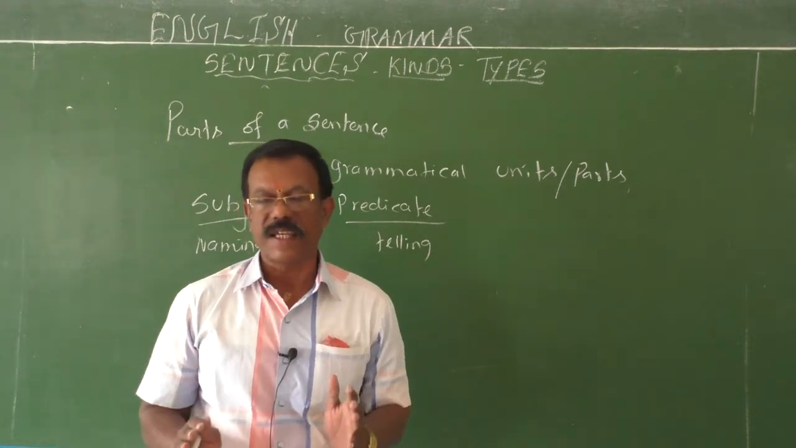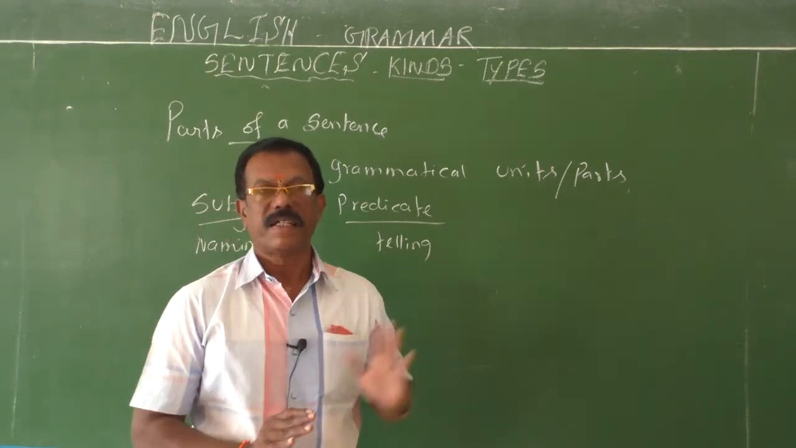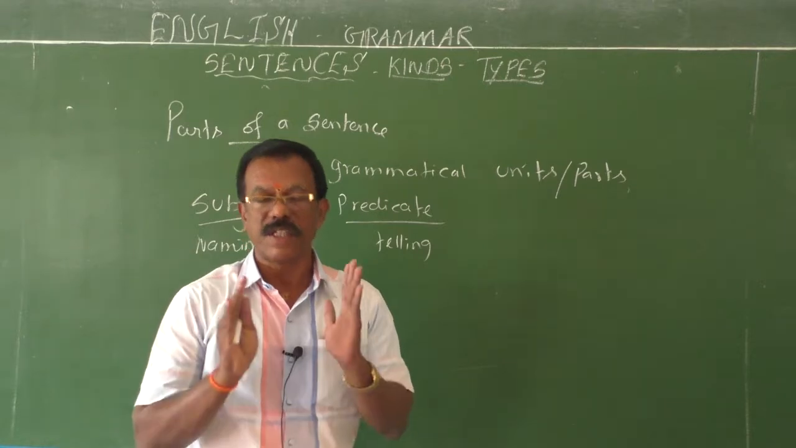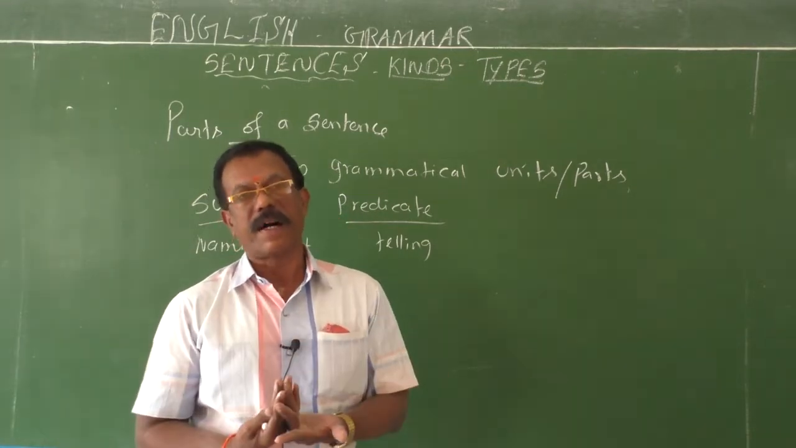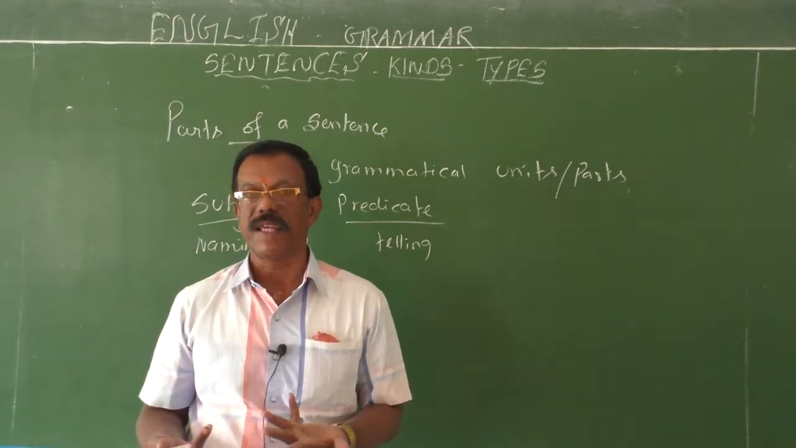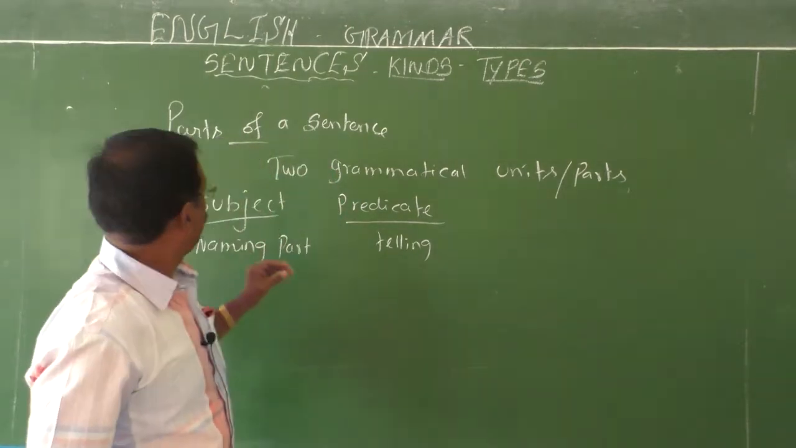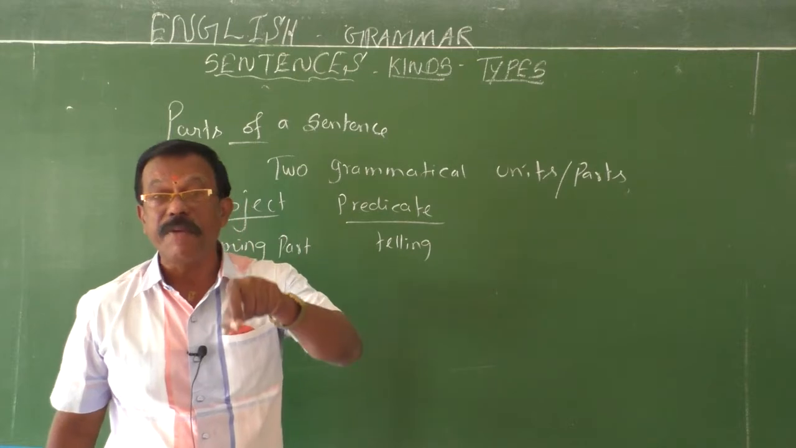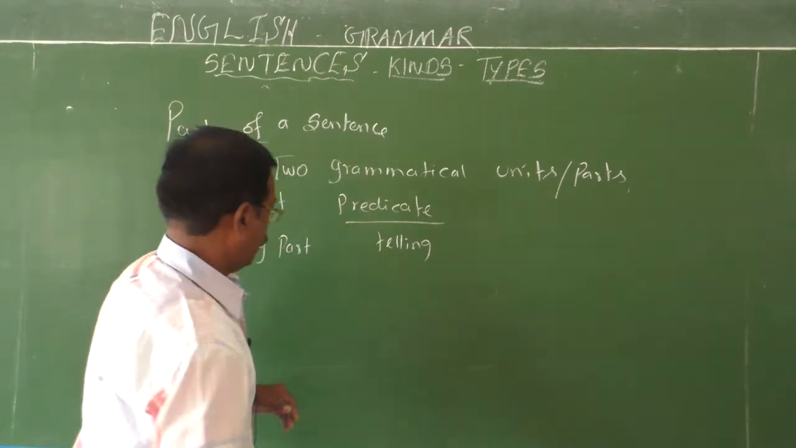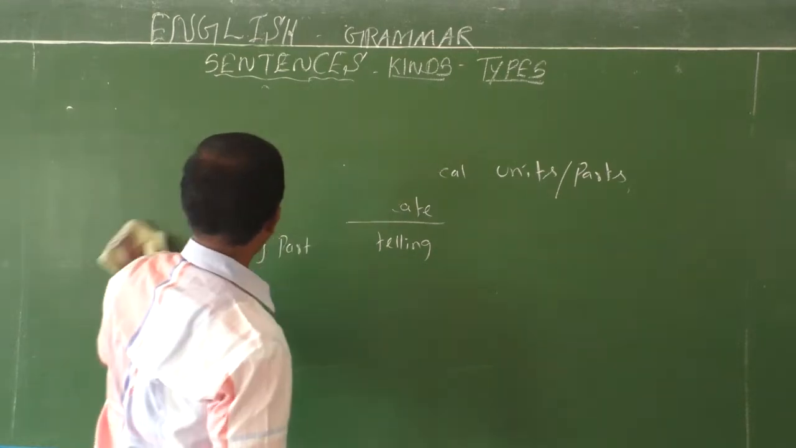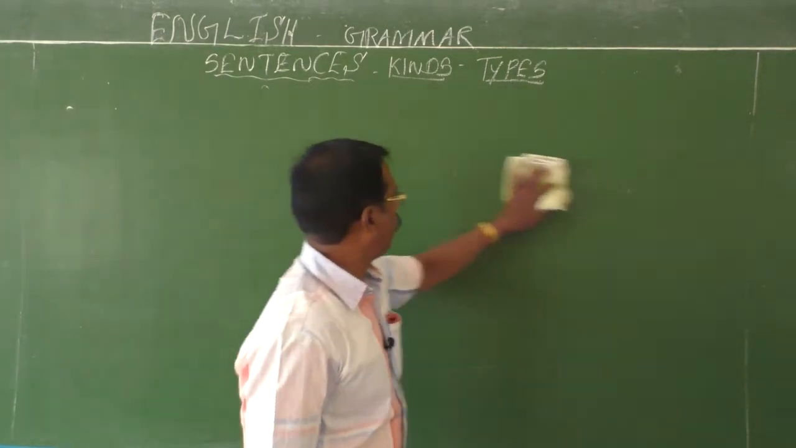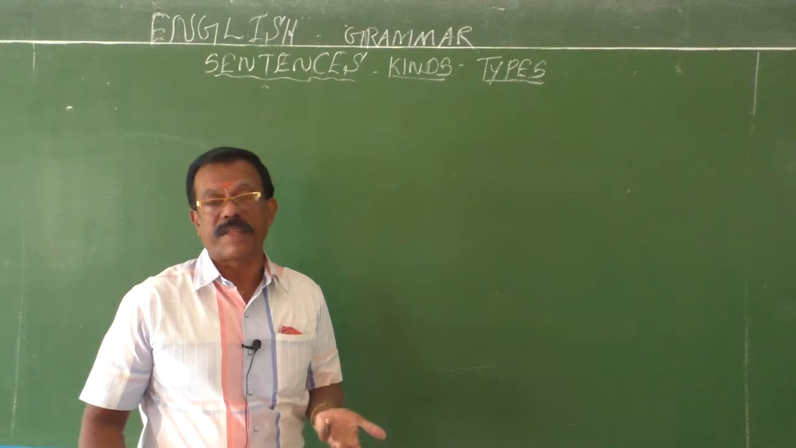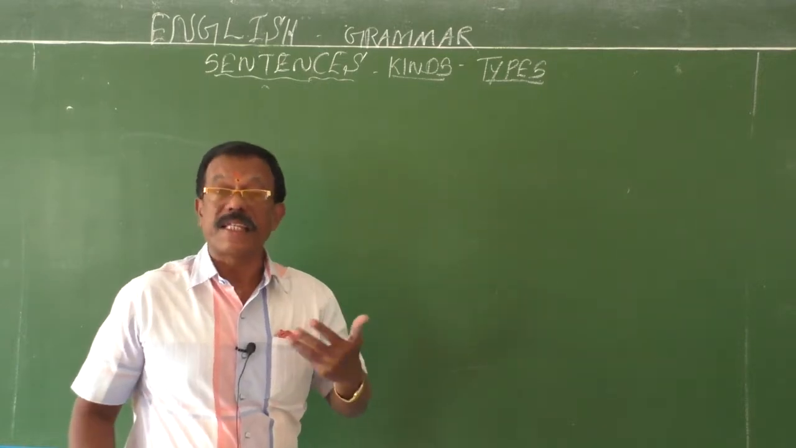So children, every sentence has two grammatical units or parts, subject and predicate. Subject is called a naming part because it names the doer of the action. Predicate is a telling part because it tells something about the subject. Okay, next. What are the constituents of a subject, or what can be the subject of a sentence? As now you know, subject is a naming part. It's the doer of the action. Then who can be the doer of the action?